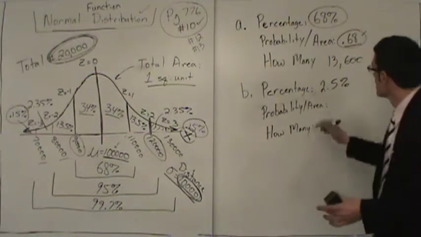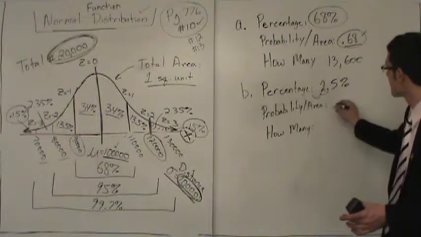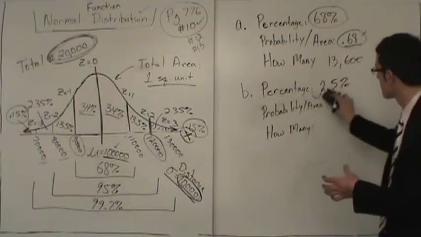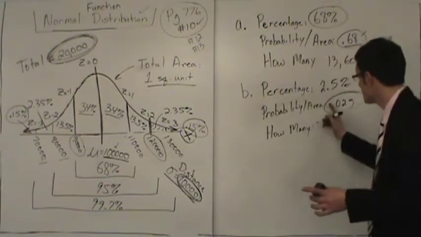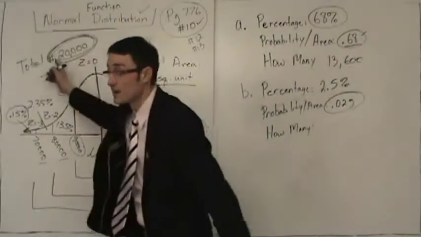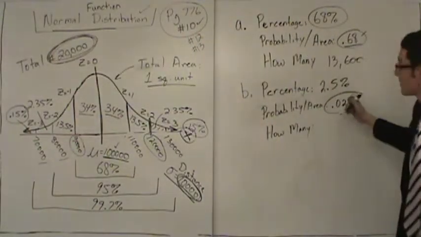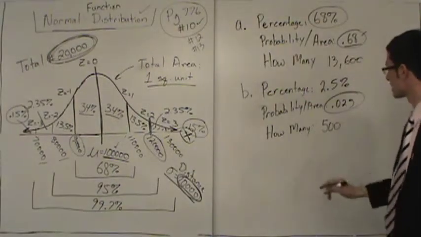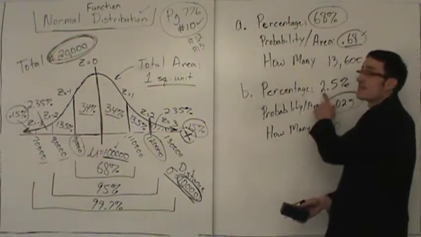Now, to go from percentage to probability, what are we going to do with the decimal? We're going to move it two places to the left. What do we have? 0.025. Notice there's a missing number here, so we put a 0. Now, to find how many, we take our probability and multiply by the total number. Or take our area and multiply by total number. Take your calculator, 0.025 times 20,000 gives 500. Okay, 500 batteries.